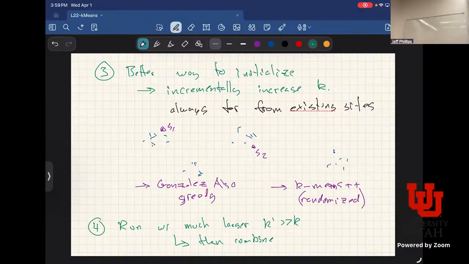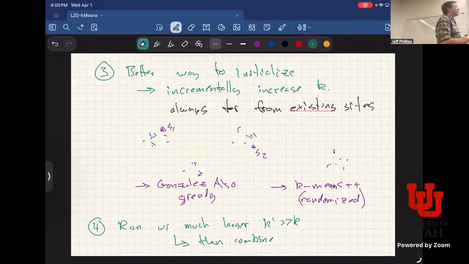So an extra log factor, if you've seen the coupon collector's problem: you need to oversample to make sure you hit each of the clusters. So if you run with K prime, you're very likely to hit each of the clusters if you over-choose K. And then once I have that, I can pretend each of those sites is representing a set of points, and then I merge them together.